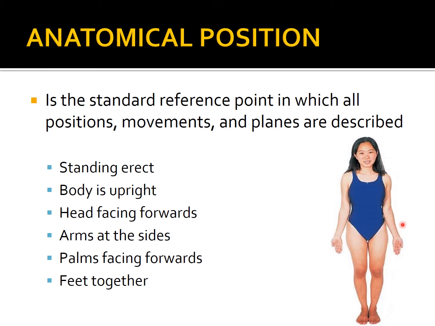Arms at the sides. This part of the hand is called the palm. The palm should be facing anteriorly, or forwards. Palms should be facing forwards, and the feet should be together and touching the floor. So in the normal anatomical position, the person is standing erect, body upright, head facing forwards, arms by the side, palms facing forwards, and feet together.